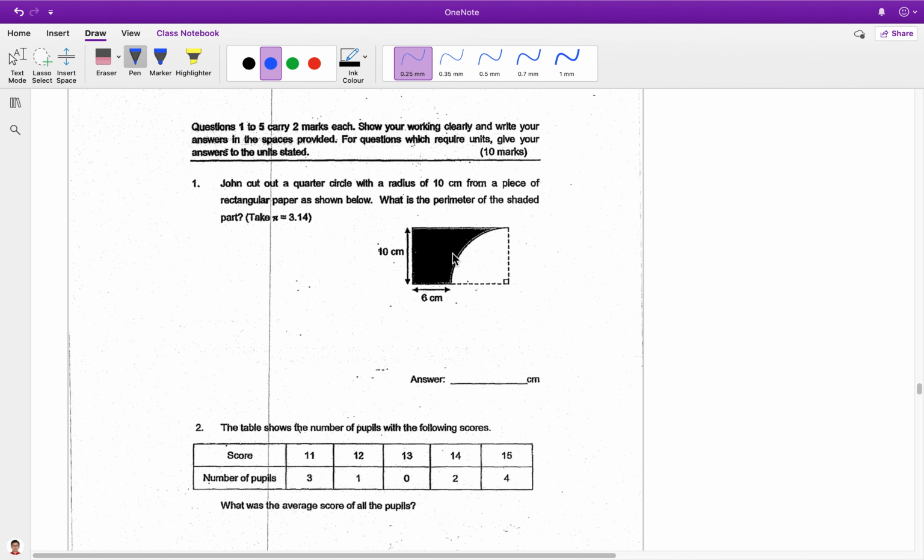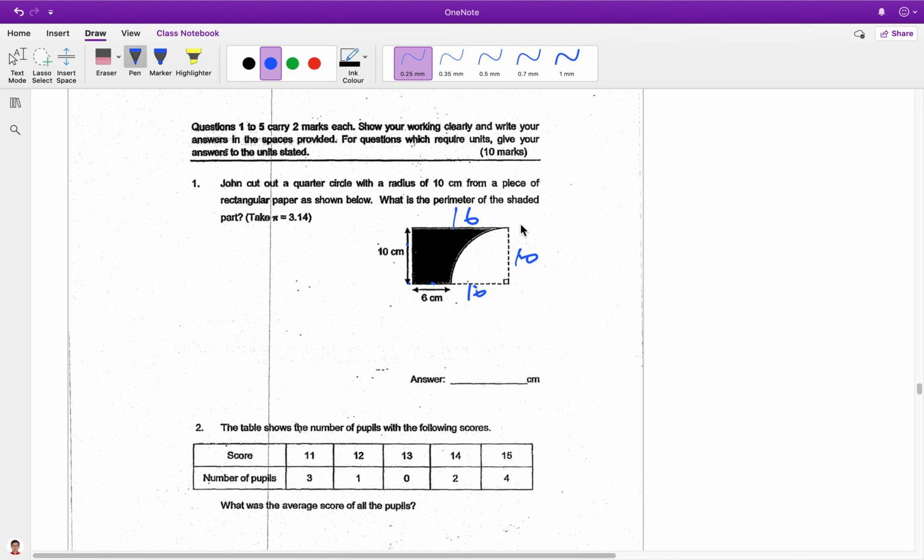First question: John cut out a quarter circle with a radius of 10 from a piece of rectangle as shown below. What is the perimeter of the shaded part? Well, it's very straightforward. We need to examine what this perimeter includes. We have this one, 10, 6, and this part it didn't give. The radius of the circle here is 10, then this one is 10, so this one is 16.